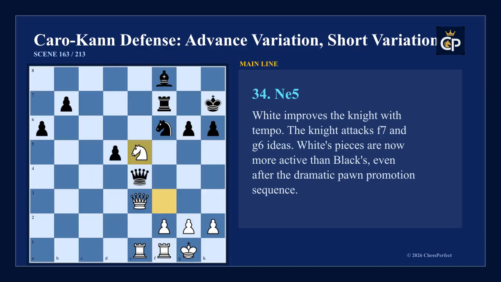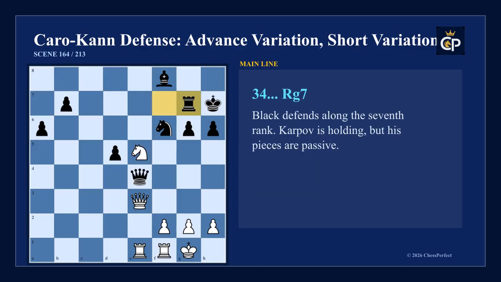Knight e5. White improves the knight with tempo. The knight attacks f7 and g6 ideas. White's pieces are now more active than Black's, even after the dramatic pawn promotion sequence. Rook g7. Black defends along the 7th rank. Karpov is holding, but his pieces are passive.